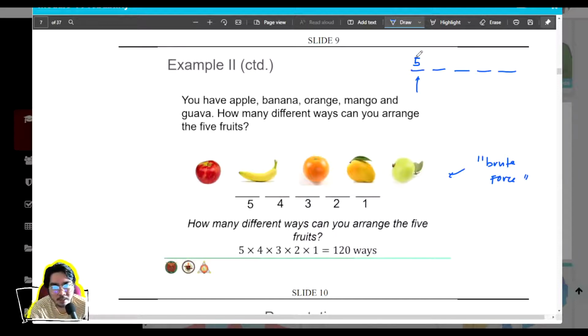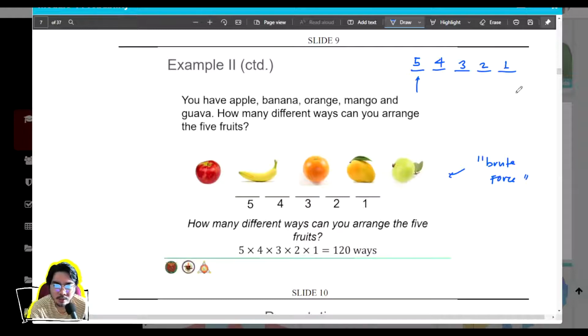Now, once you have decided on placing that first fruit here, for the second spot the number of ways you can arrange the next fruit is reduced. For example, if you placed the apple in the first space, then only 4 are left: the banana, orange, mango, and guava. So there are only 4 ways for this space. Then 3 ways here, 2 ways here, and 1 way here.